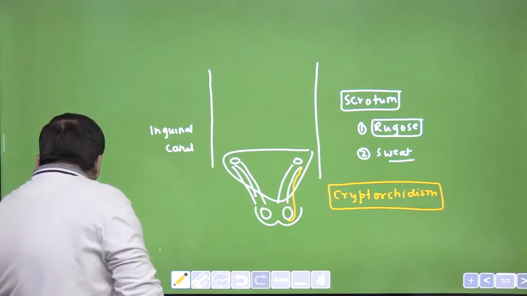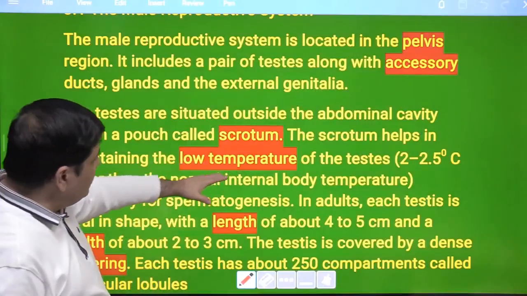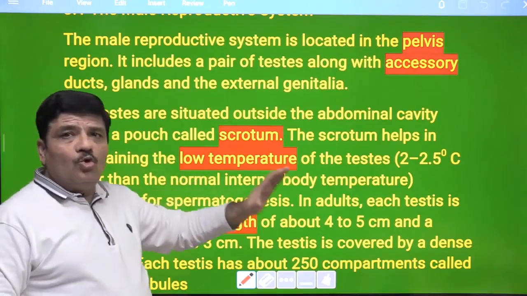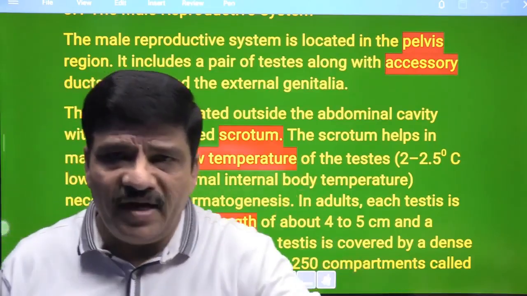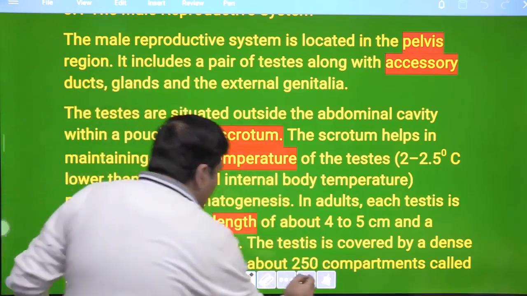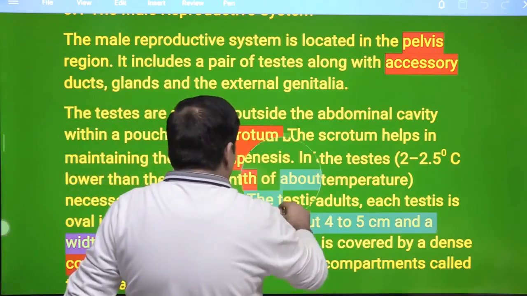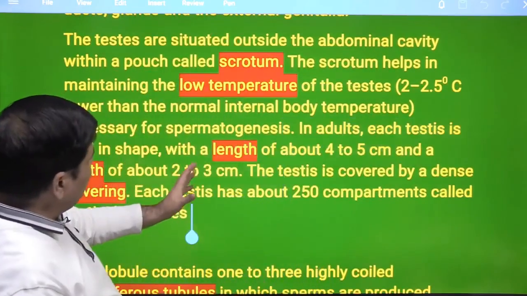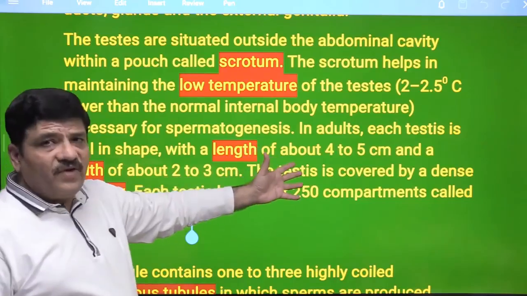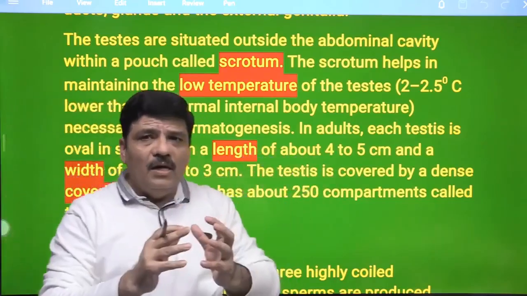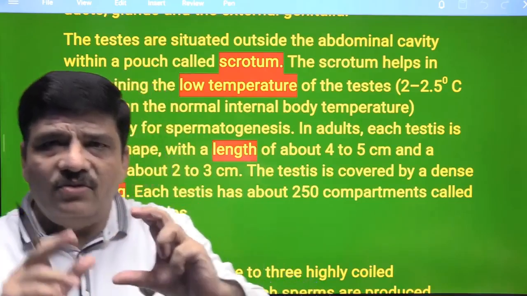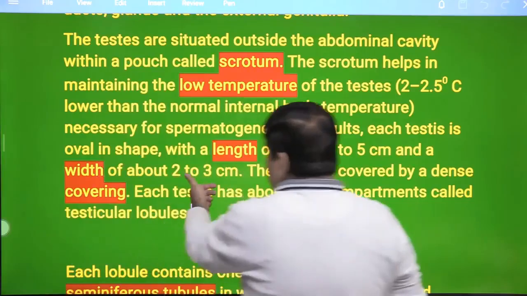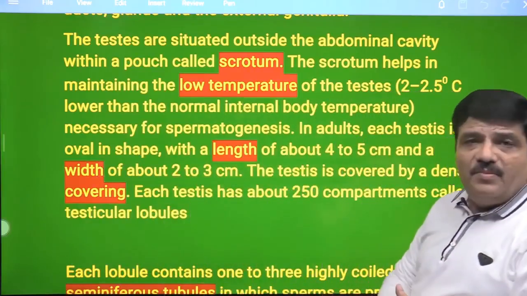Just going back to NCERT again, we now understand why this is happening. We now know the role of the scrotum in effective spermatogenesis. Moving on, there are some dimensions given about the testes. Just remember, it's a factual question. It is an oval structure with more length than width. The length is around 4 to 5 centimeters and the width is about 2 to 3 centimeters.